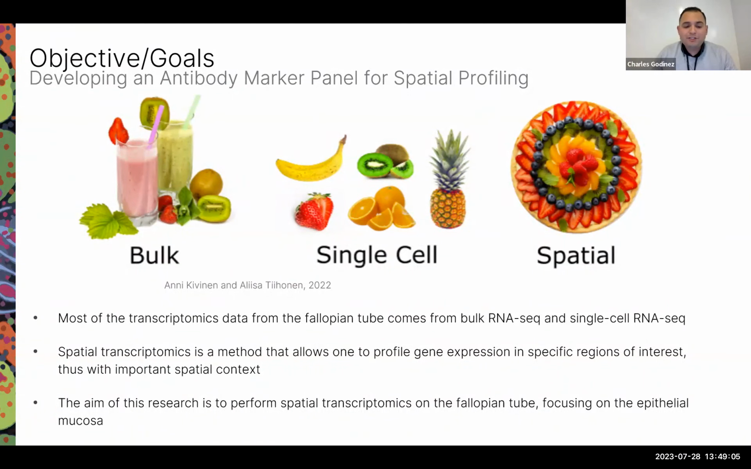Over on the right, we have a visual analogy of what spatial transcriptomics data provides. If we consider each different fruit a unique cell type, and we consider the cake as the tissue, we can pinpoint where on the tissue the expression is coming from and understand how gene expression can vary from different regions throughout the tissue. The aim of this research is to perform spatial transcriptomics on the fallopian tube, focusing on the epithelial mucosa.